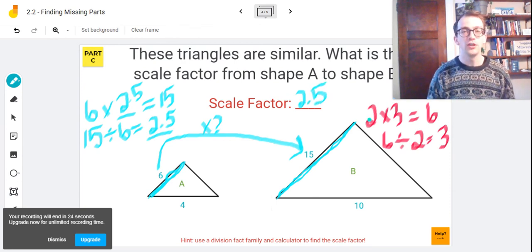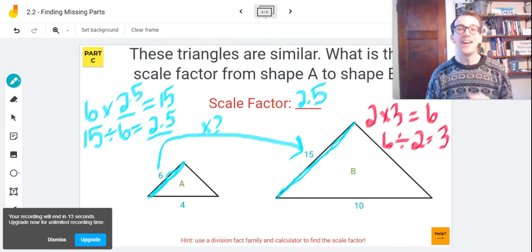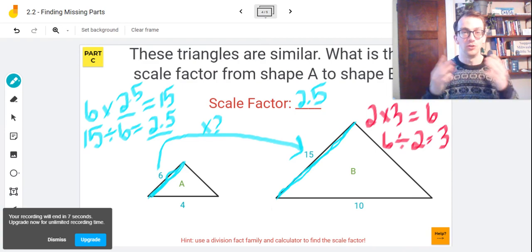So whenever you are coming up to a scale factor that's a little tricky to find, make sure you begin by comparing corresponding sides, writing down the equation that you know you're trying to solve, and then flip it into a division fact family so that you can actually just type it straight into a calculator. Use what you know, even in complicated problems.